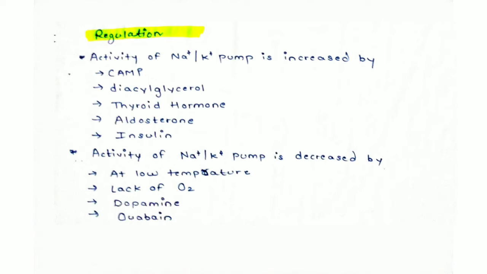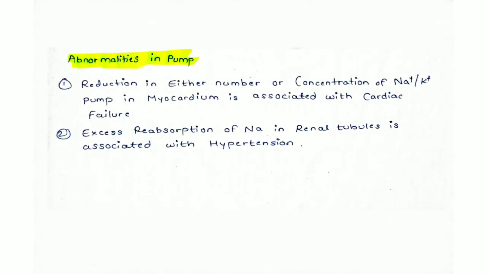Talking about the last part for the sodium potassium pump, the abnormalities, or applied physiology, you can say. So the first is reduction in either the number or concentration of sodium potassium pumps in the myocardium, which is associated with cardiac failure. Second, increased reabsorption of sodium in the renal tubule is associated with hypertension.